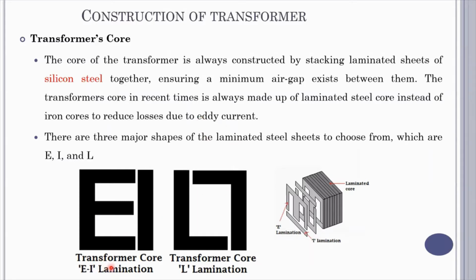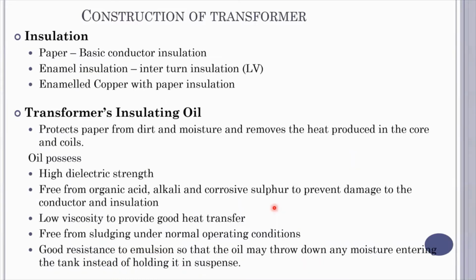Based on the lamination, we categorize the transformer as either shell type or core type, and this is how we have the laminations. First, if we have an E and I lamination, the next set of lamination will be alternated. So we'll have E at the bottom and I at the top. And this is how they are stacked together, and that forms the complete core.